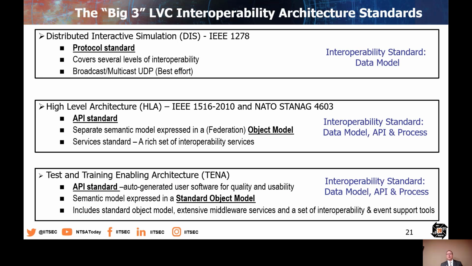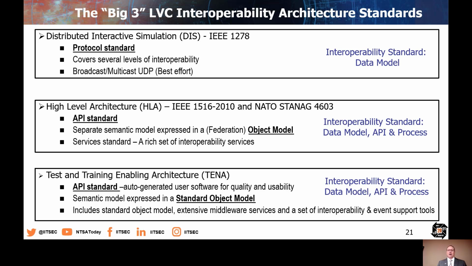So what are those three protocols that we're going to talk about, the big three? One is Distributed Interactive Simulation, DIS. It's an IEEE standard 1278. I forget what version they're on now. It is a protocol standard. It is really focused on making sure everybody understands what data is sent over the wire so it can be sent properly and received properly. And it's mainly sent by broadcast and multicast UDP best effort. The big focus of the interoperability standard is the data model.